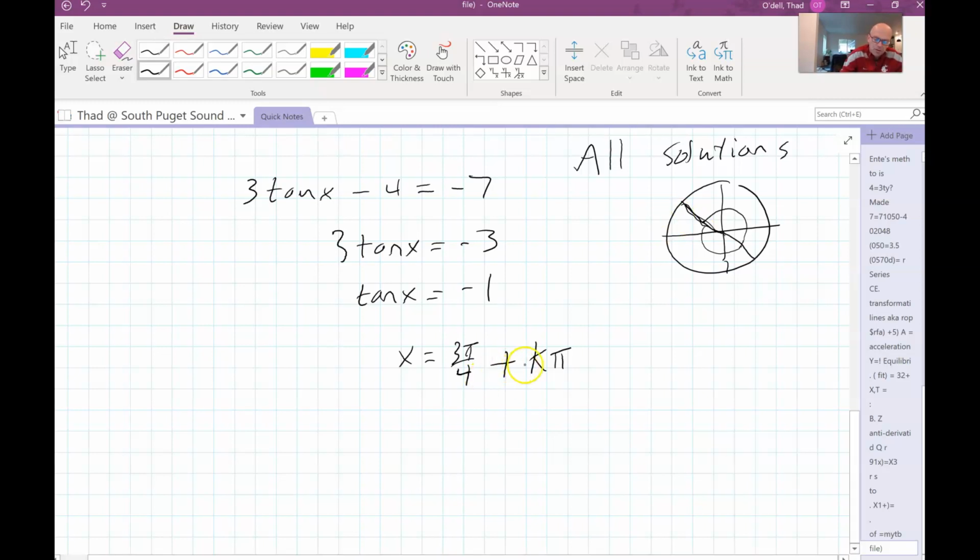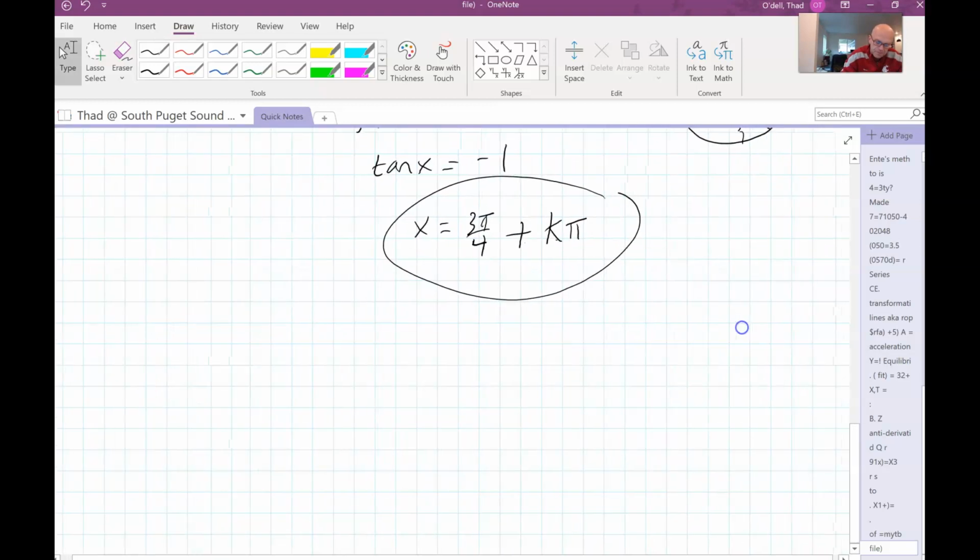So 3 pi over 4 would be right here. 3 pi over 4 plus 1 pi would take me around to there. 3 pi over 4 plus 2 pi would take me around to there. And also, notice k is integers, so I could put negative in there. So 3 pi over 4 plus negative k pi would take me from here back to that guy, which would be negative pi over 4. So with this, I can get all my solutions. Okay?